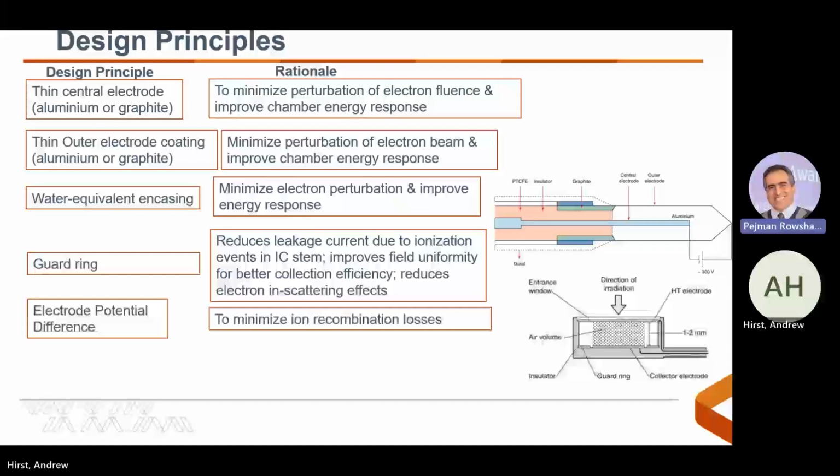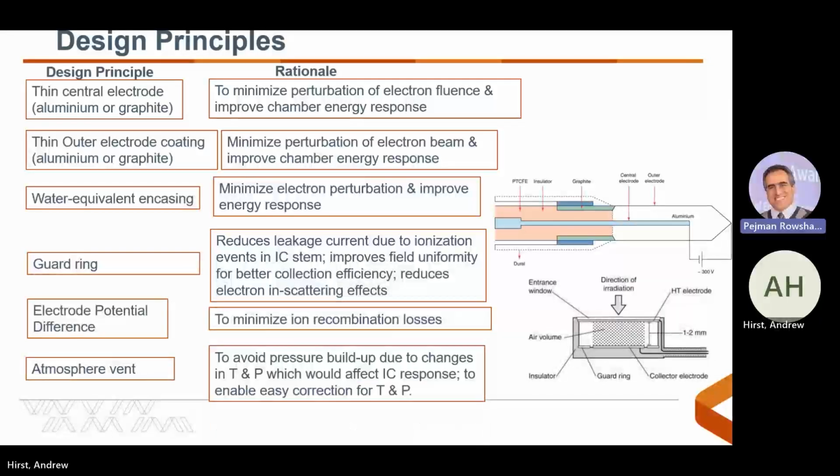Electrode potential difference: we apply the potential difference to reduce losses due to ion recombination. And an atmospheric vent. All of these ionization chambers are open to the atmosphere, so they're not sealed. This is done in order to avoid potential pressure buildup within the volume, which may either damage the device or lead to a poor response of the ionization chamber.